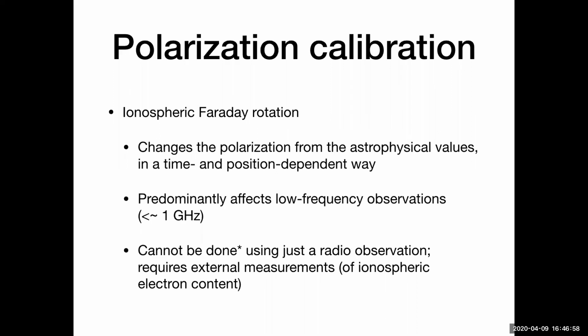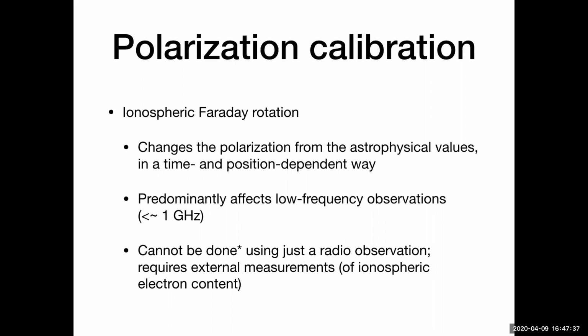Finally, there is ionospheric Faraday rotation. So I haven't discussed Faraday rotation yet. That is the last topic. But effectively, this is a change in the polarization state that is introduced by the Earth's ionosphere. And that is not something that we like because it's a change from the astrophysical values. You know, we don't consider the Earth's ionosphere to be astrophysically interesting most of the time. And so we want to correct for it to get at the values as they were from space, effectively.